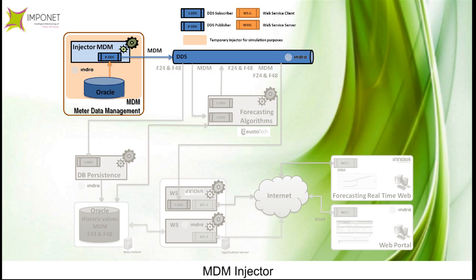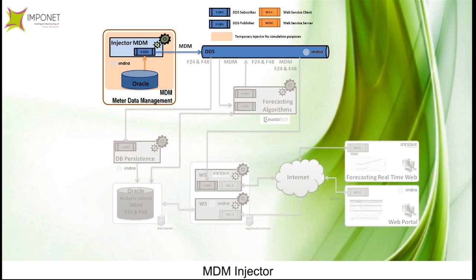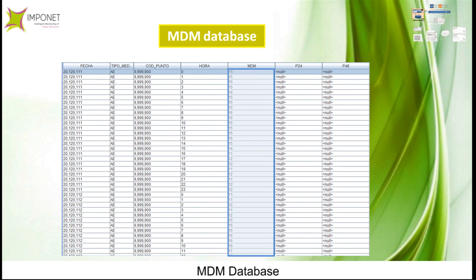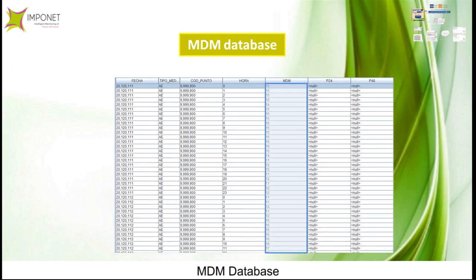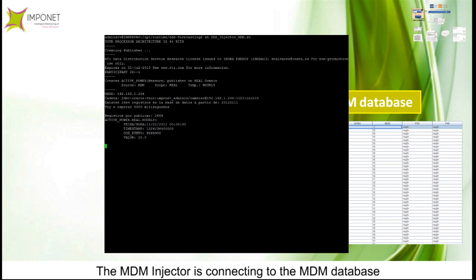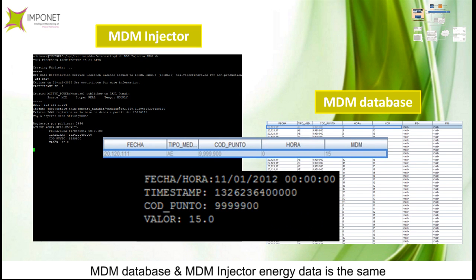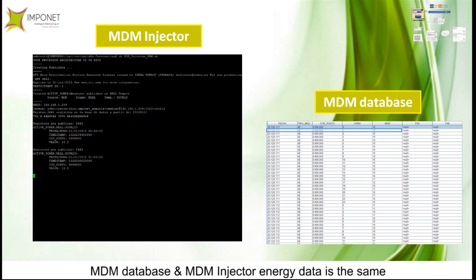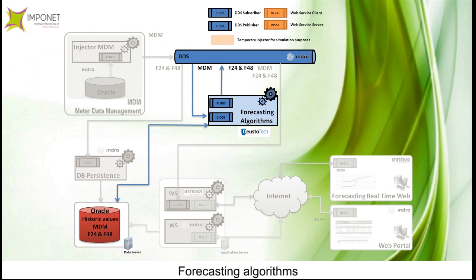Once the best available energy data is calculated, it is published in the DDS bus and will be accessible to other systems. Initially, only MDM energy data is stored in the database. The MDM injector is connected to the database to get the energy data. The retrieved energy data is the same as the one stored in the database. Once the injector is launched, as soon as the energy data is retrieved, it is published in the DDS bus. This energy data is consumed by the forecasting algorithms.